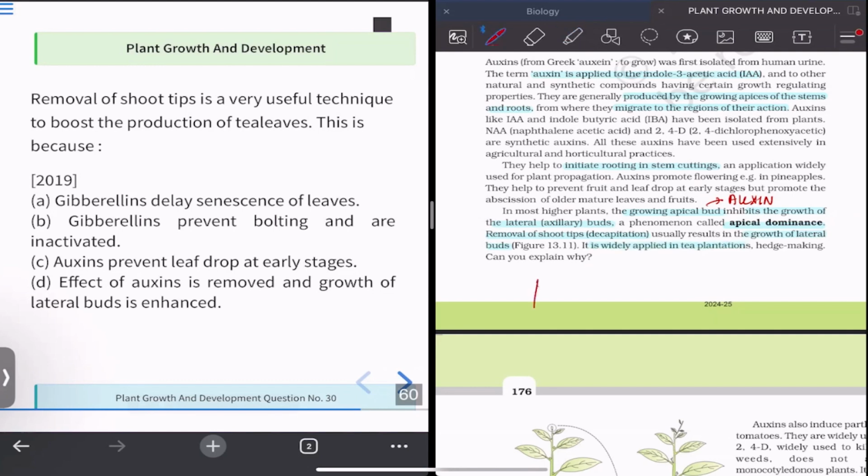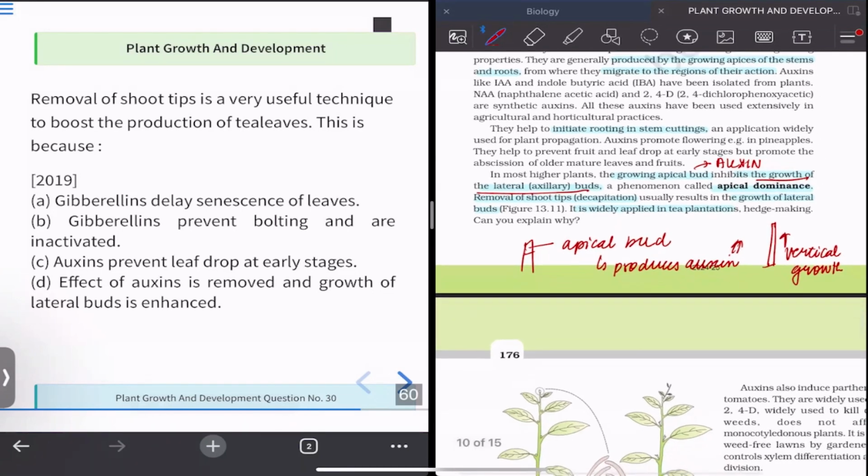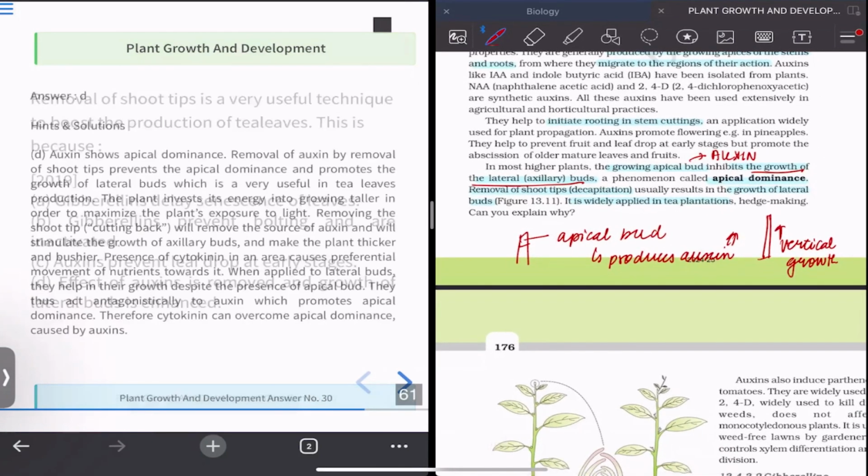So right here we have our apical bud. This apical bud actually produces auxin, and this auxin helps in this vertical growth. And this vertical growth inhibits the lateral growth. So if we cut the apical tips, the auxin production will decrease, and hence the lateral growth for these particular plants will increase. Okay, moving on to the next one.